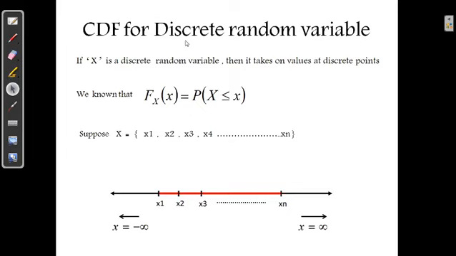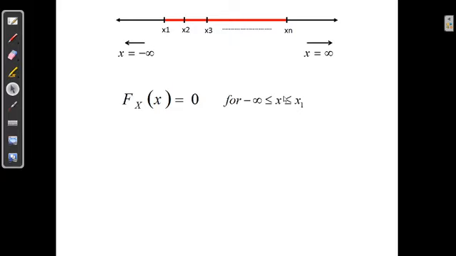What is the number assigned from minus infinity to x1? Minus infinity comes on this side. From minus infinity up to x1, what is the value? It would be 0. Whenever X is present from minus infinity to x1, what is the cumulative distribution function? That would be equal to 0, because no number is assigned on this side. What is assigned is only from x1 to xn. Clear with that?